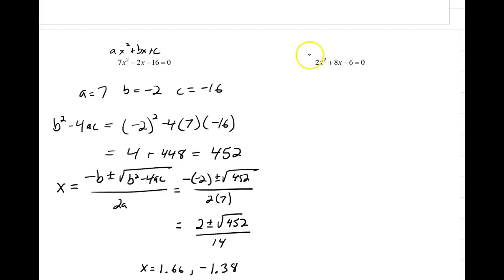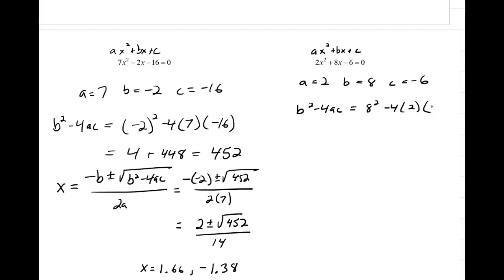Okay, so we're going to do the same thing over here. So we have our ax squared plus bx plus c. So my a value is 2, my b value is 8, and my c value is -6. Start by finding our discriminant, b squared minus 4ac. It's going to be 8 squared minus 4 times a times c. So 64 plus 48, which equals 112.